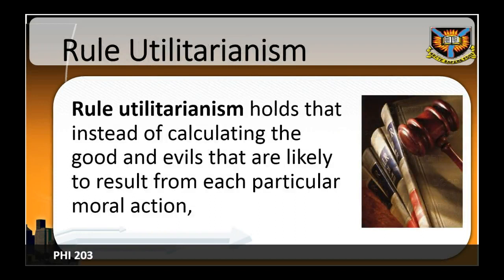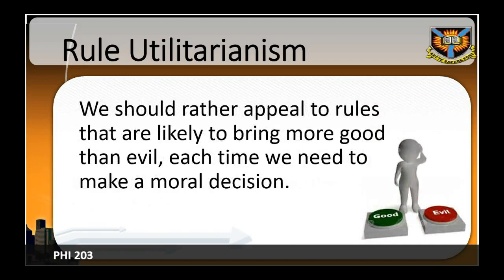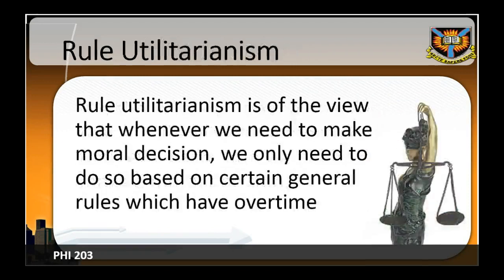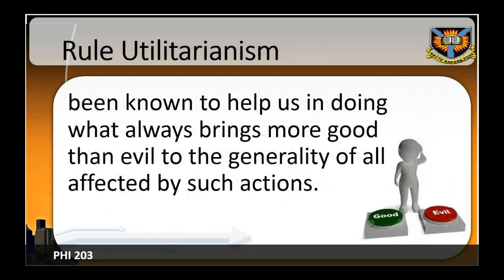Rule utilitarianism holds that instead of calculating the good and evil that are likely to result from each particular moral action, we should rather appeal to rules that are likely to bring more good than evil each time we need to make a moral decision. In other words, rule utilitarianism is of the view that whenever we need to make a moral decision, we only need to do so based on certain general rules which have over time been known to help us in doing what always brings more good than evil to the generality of all affected by such actions.